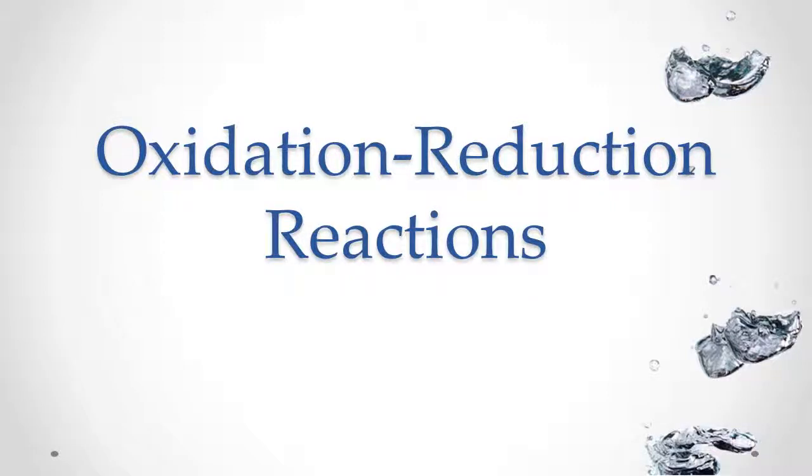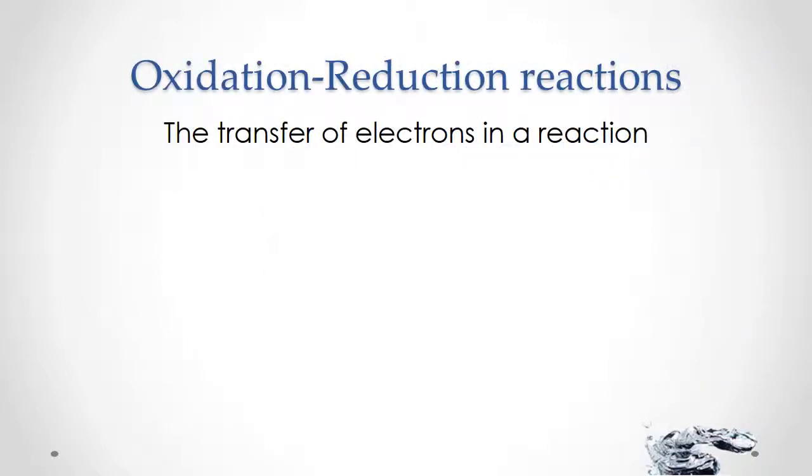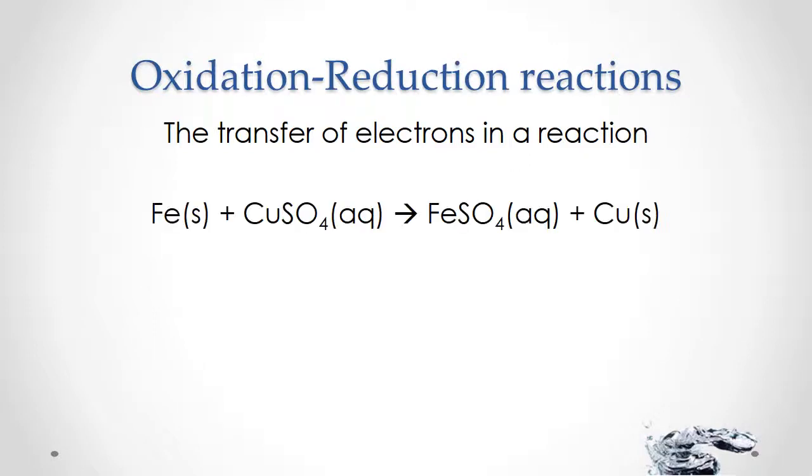Now we're going to take a couple minutes and talk about oxidation and reduction reactions. Previously, we have seen reactions in which we just have the transfer of electrons occurring in the reaction. Let's take, for example, iron reacting with copper sulfate. It's going to form iron 2 sulfate and copper solid.